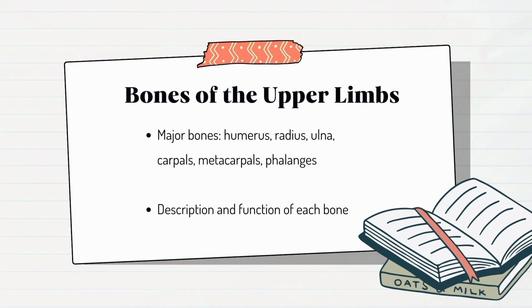The upper limbs consist of three major bones: the humerus, that's the bone of the upper arm; the radius and the ulna, that are the bones of the forearm. The hand is made up of carpals, the wrist bones; metacarpals, the palm bones; and phalanges, the finger bones. In this slide you can see a picture about the bones, or the osteology, of the upper limbs.